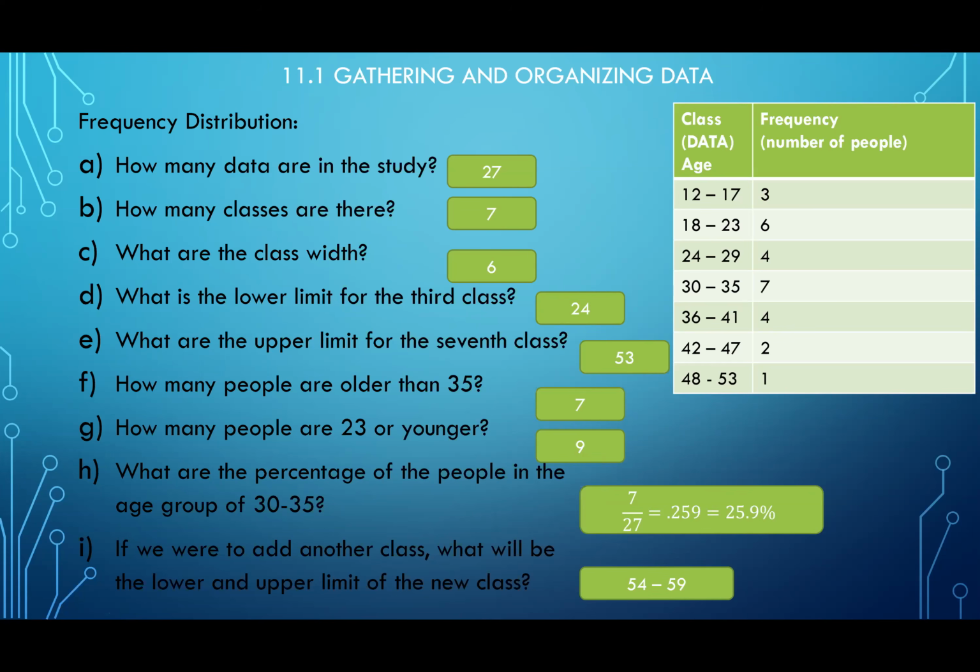So again, this is all that they will ask you, or all that they will tell you to do, looking at this data. Can you find the percentage? Can you find the number of people younger or older? Or can you add another class in that set? Okay. So here, question with class width, question with the percentage, or question with the upper or lower limit.